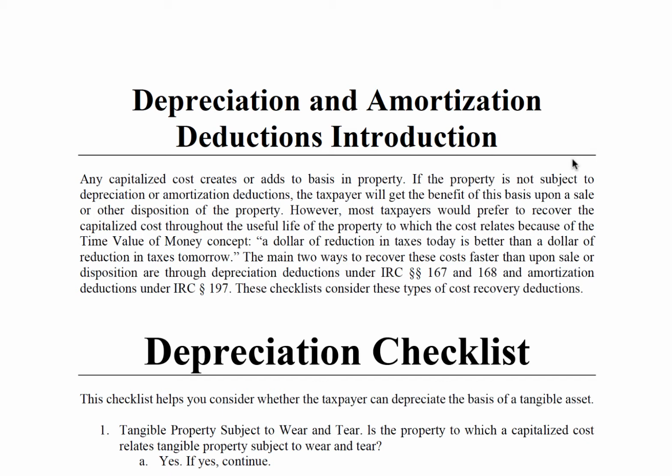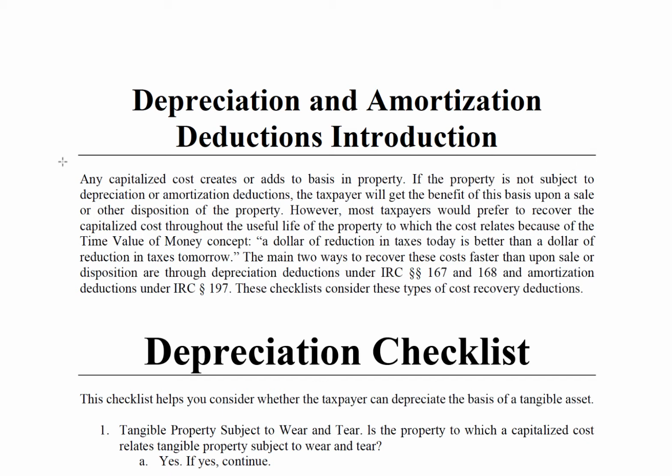Again, we're going to talk in the future, in other discussions, about how exactly to calculate basis. But that's not what we're talking about here. In this discussion, you will know what your basis is. It's just how do you apply the rules for depreciation and amortization. Now, before we go into those rules and whether depreciation qualifies and the mechanics for depreciation as well as amortization, I want to talk about time value of money.